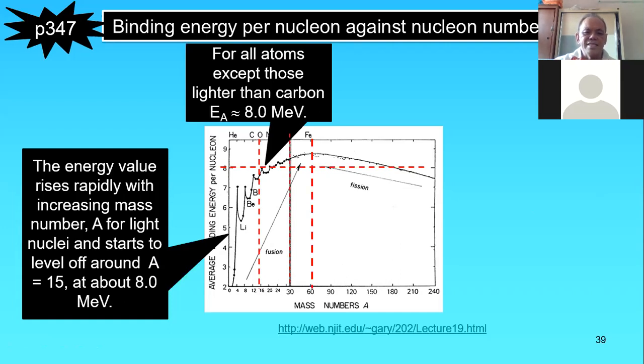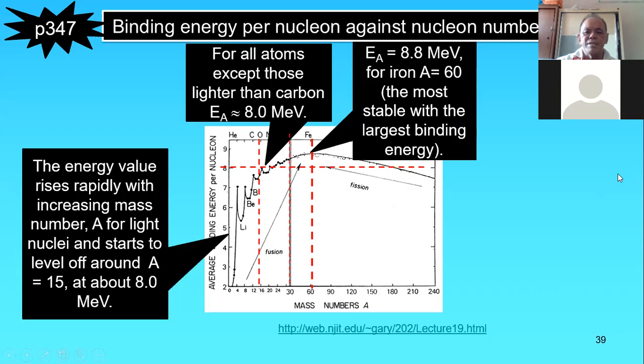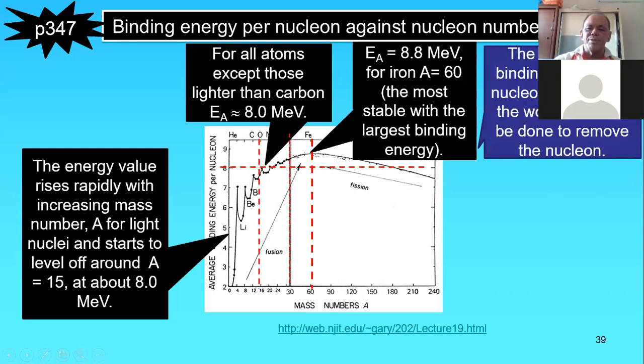Right? And then we can see the highest one, A60. A60 is iron. The most stable, yes, 8.8. Right? A60, iron, binding energy per nucleon 8.8. So this is the most stable. Remember, we say the greater the binding energy per nucleon, the greater the force. So we have to do more work to separate them to form individual nucleons.